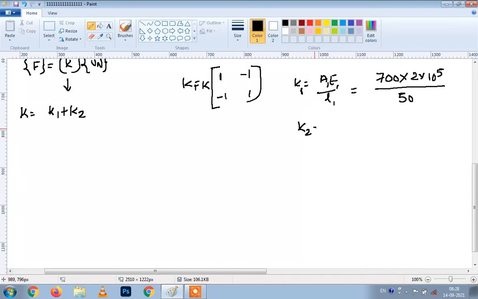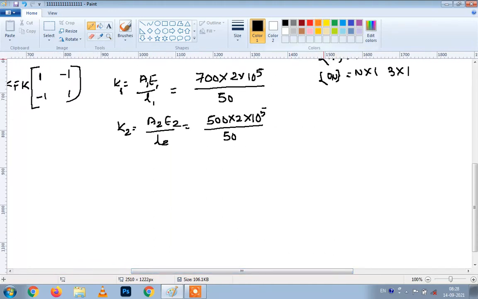Similarly we have to find out K2, A2 E2 upon L2. So the area of the second element is 500, into 2 into 10 raised to 5, the value of E, divided by L2, and L2 is also 50. After calculation you will get the value of K1 as 28 into 10 raised to 5, and the value of K2 as 20 into 10 raised to 5.